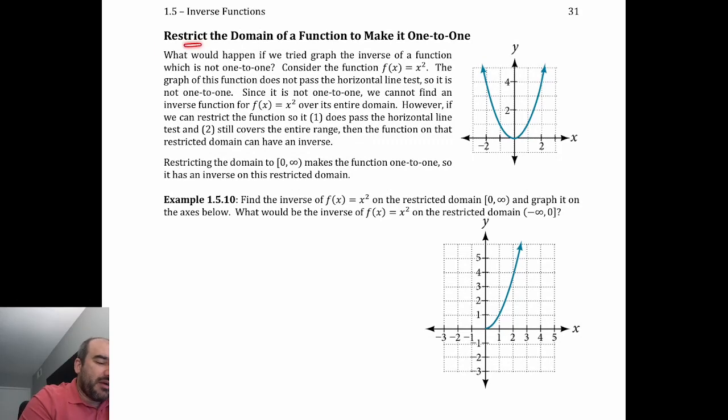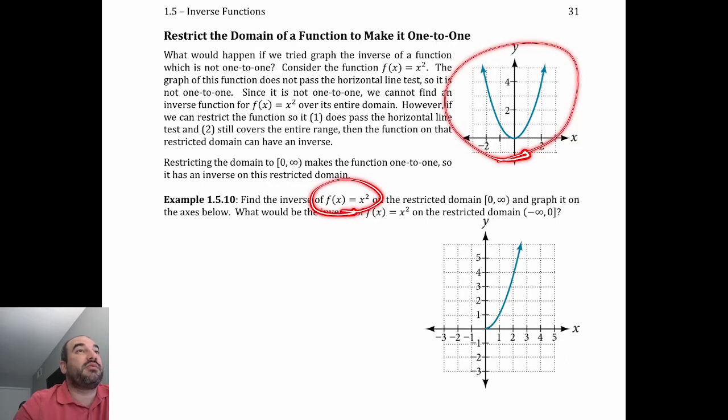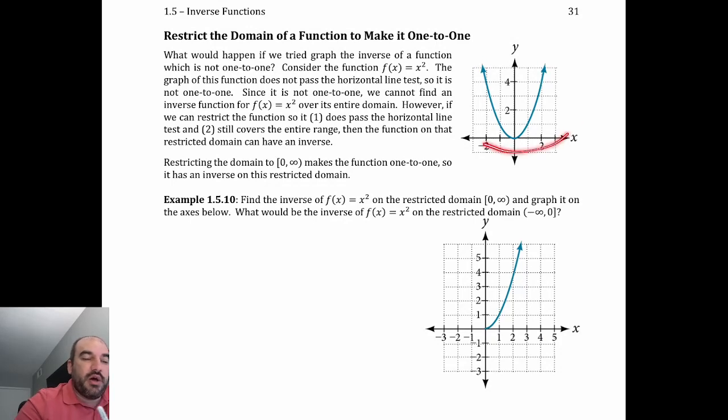What this is talking about is we can restrict the domain of a function in order to make it one-to-one, right? We don't have to change the actual formula. So this is a quadratic with the formula y equals x squared, right? We recognize that as one of our parent functions. We know that x squared, the parabola, is not one-to-one. What we can do is restrict the domain.